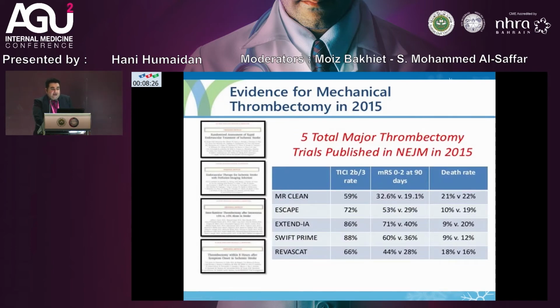So this is the evidence for mechanical thrombectomy. It came from 5 major trials published in the New England Journal of Medicine in 2015.